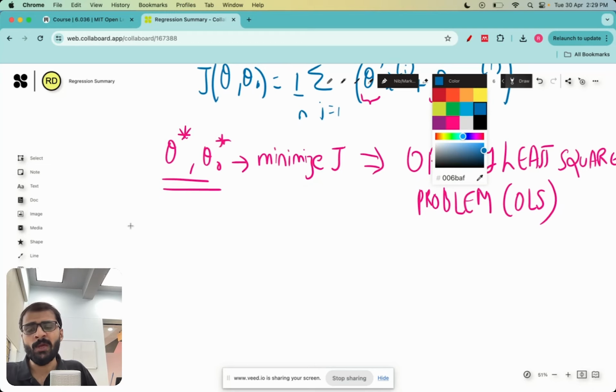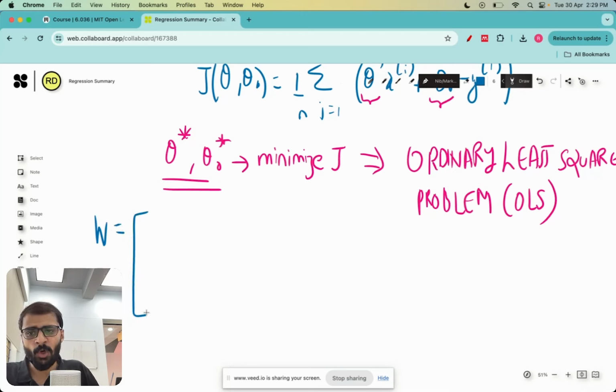First we have to define new matrices. So we define a W matrix like this. We first have a column of ones.